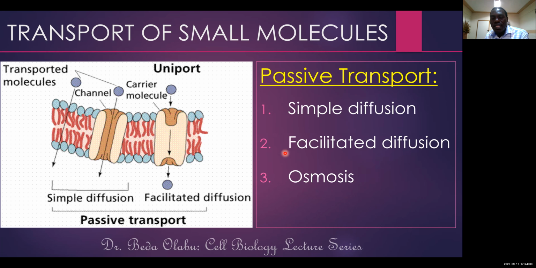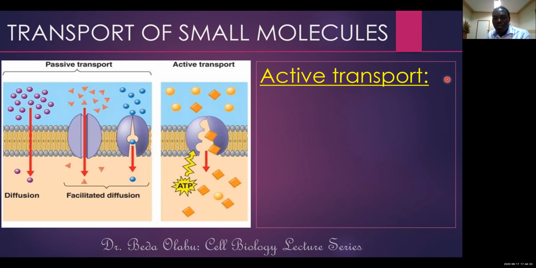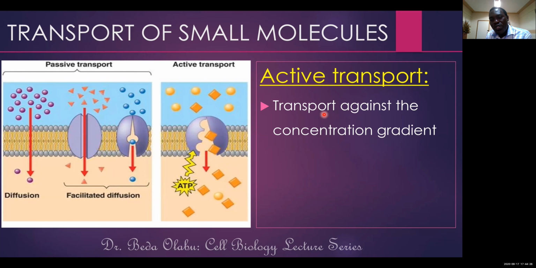So these three do not really require metabolic energy because the movement is along the concentration gradient. So they are forms of passive transport. Let's compare that with active transport. In active transport, the molecule in question is being transported against its concentration gradient. If you have to achieve that, then you must use some force. It's like pushing something heavy up the hill. You must use some force.